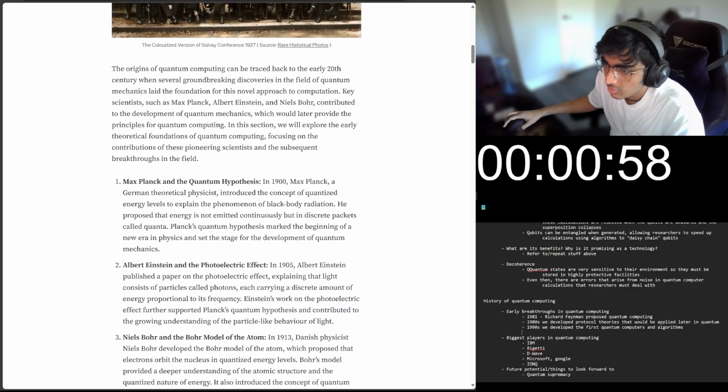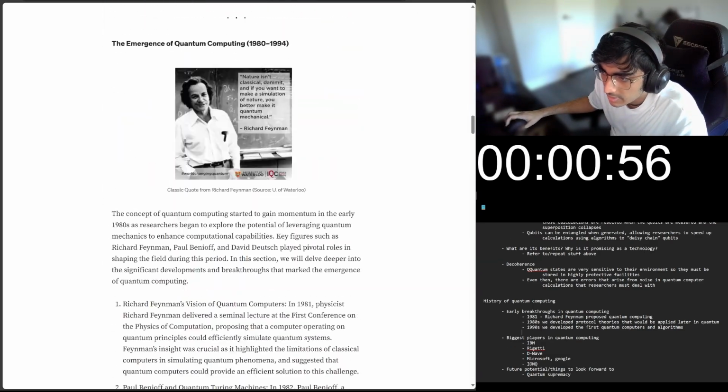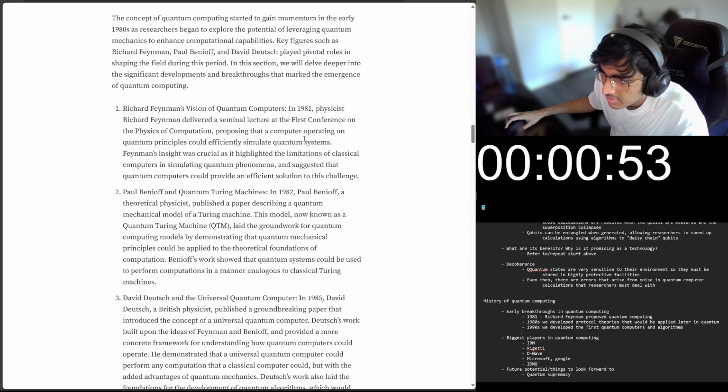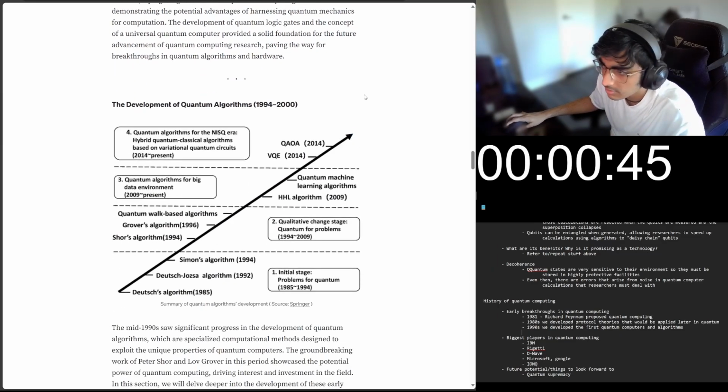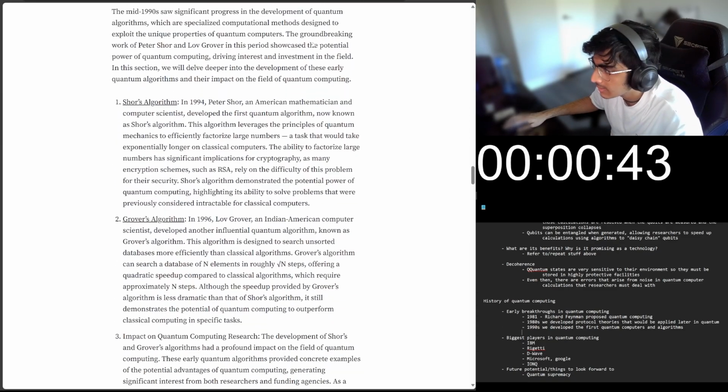Oh, okay, I didn't realize there's a whole article here. Maybe I could verify over here. Richard Feynman's vision, yeah, a physicist, he delivered a similar lecture. Computer operating on quantum principles, yeah, okay, so I'll mention this then, because he is a big name, so I do want to include his contribution.